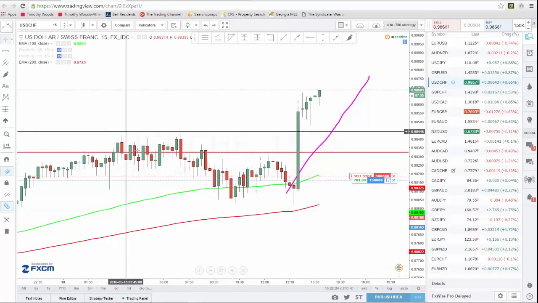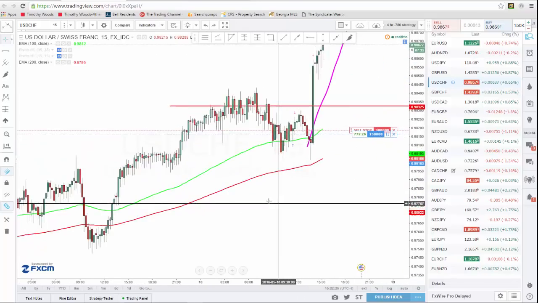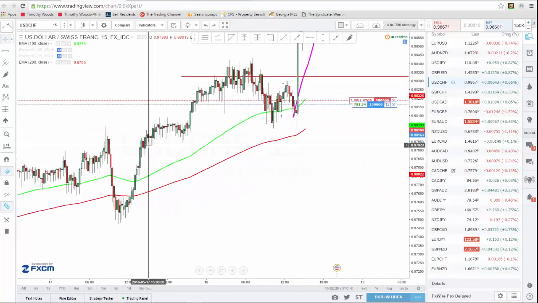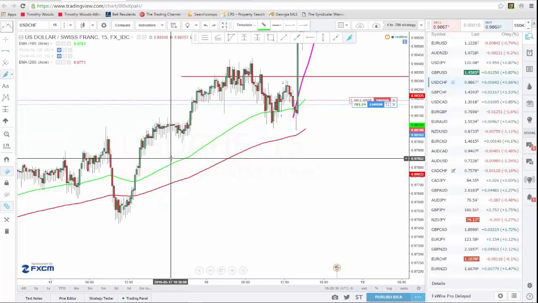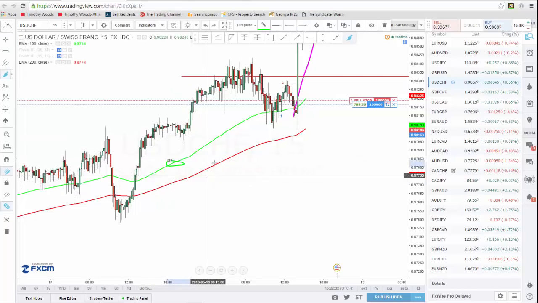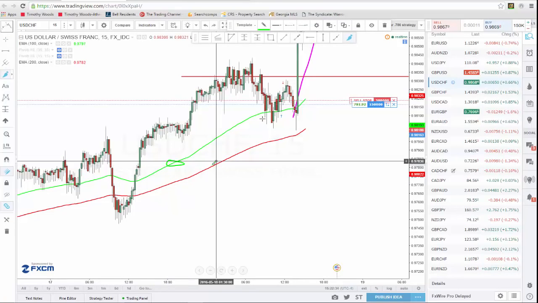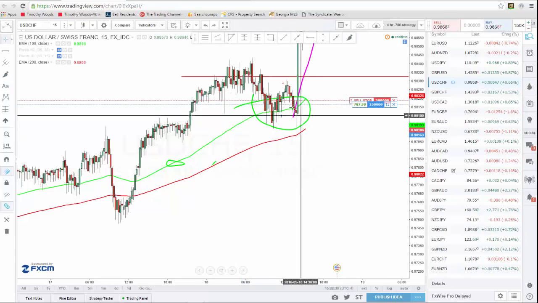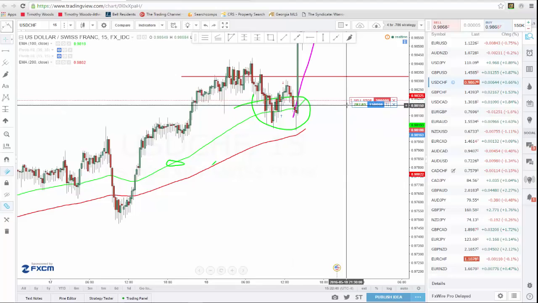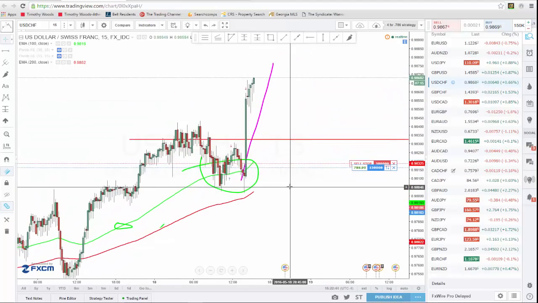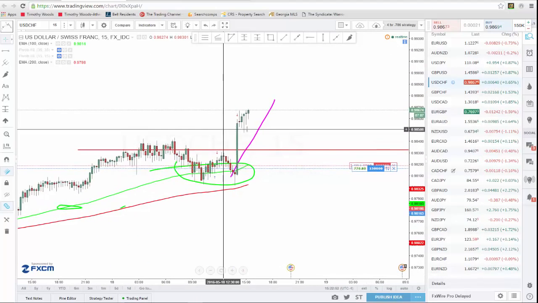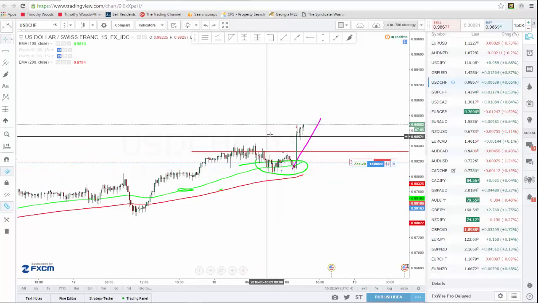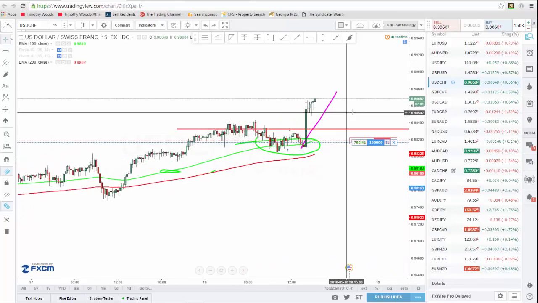I'll throw in my 2 lines, and as you can see here, we have the green above red. Green here, red here. Green is above the red line. We're waiting for the rejection. We get it here. Our entry was 98.16s. And as you can see, we've already hit first targets and are well on our way to our second targets, which are based on higher time frame.